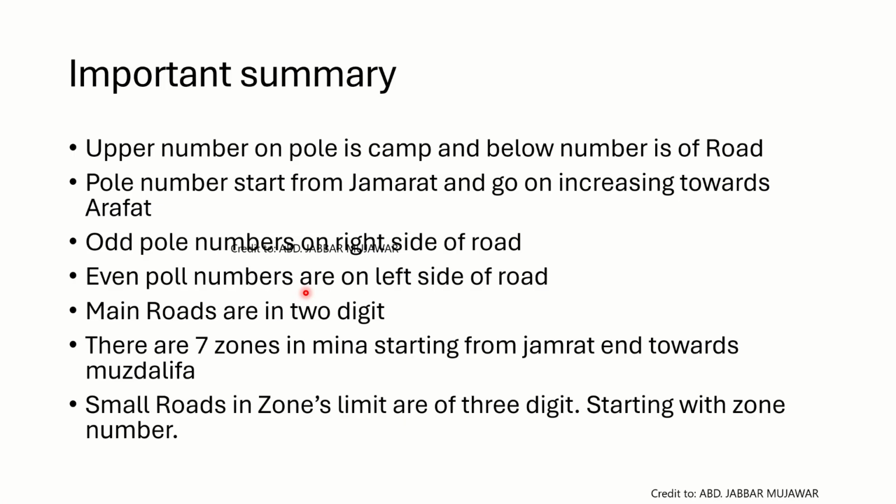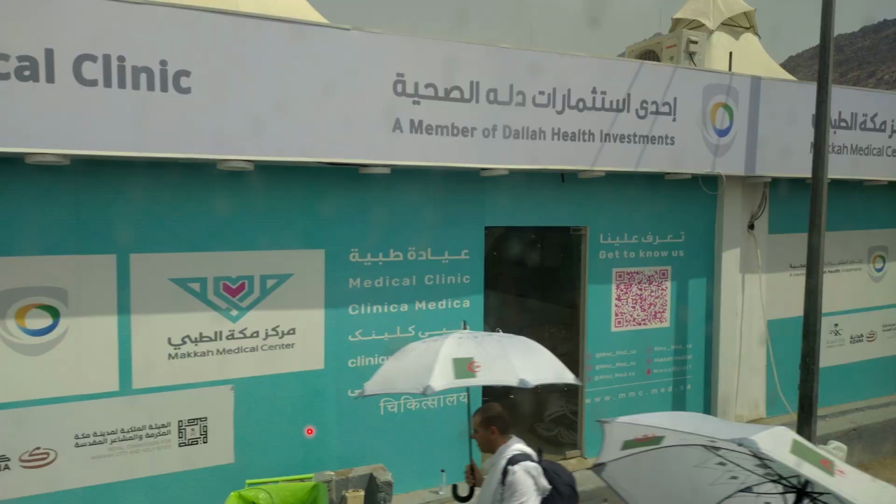when people are going to do the stoning of the Jamarat. So what are the important things? The upper number on the pole is the camp number. The number underneath is the road number. Okay, so these are some of the details. All pole numbers on the right side of the road are odd, and pole numbers on the left side of the road are even. Main roads are in 2 digits. There are 7 zones in Mina, and there are also small roads. You can pause if you want this information, but as long as you take pictures and remember which bridge is nearby your camp, it will be really helpful to you.